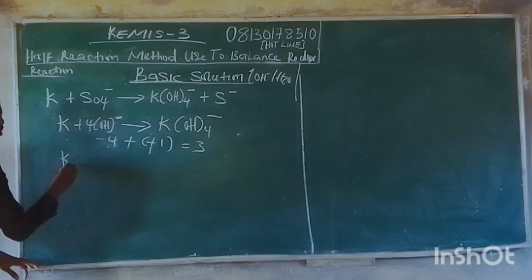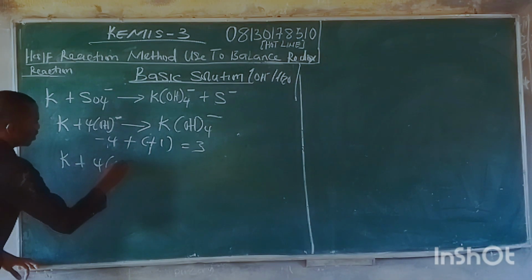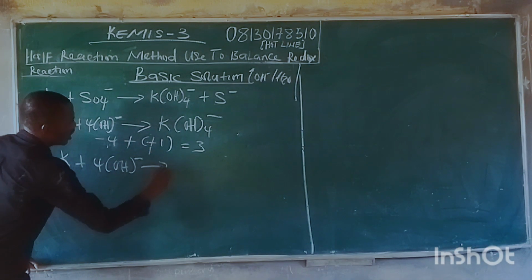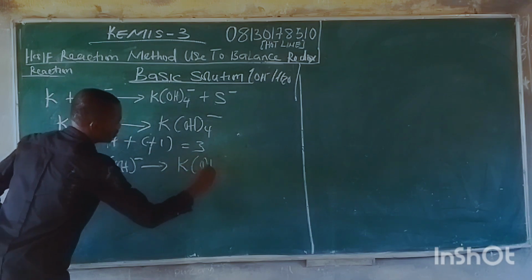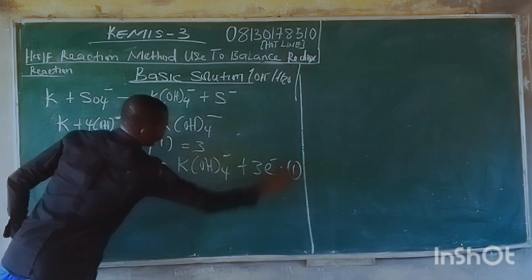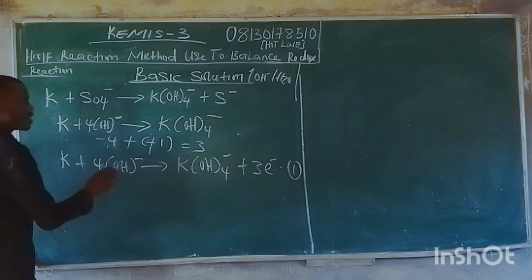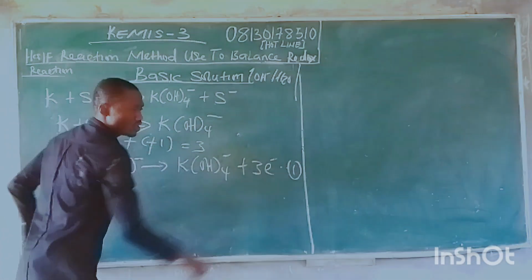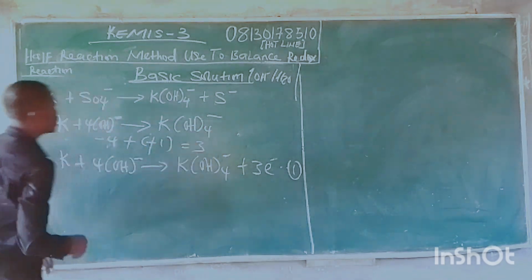So, we have potassium plus 4 hydroxyl. You're going to give me potassium hydroxide plus 3 electrons. Let's call this equation 1. Now notice that the ions are balanced. -4, 4 times 4, -4. -1 plus -3, -4 is balanced. Let's go to the next one.